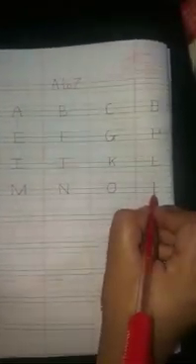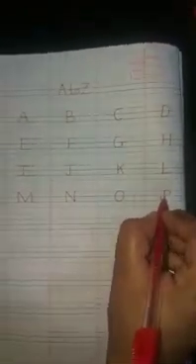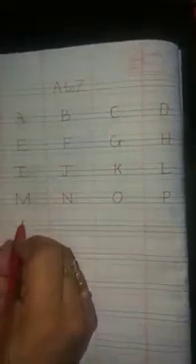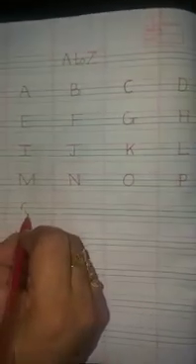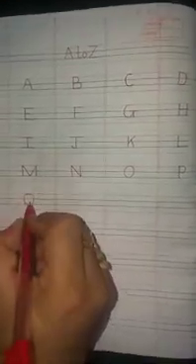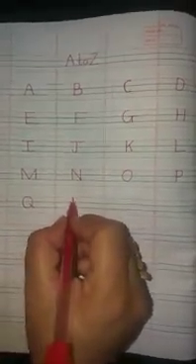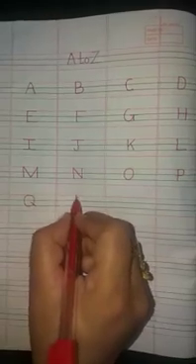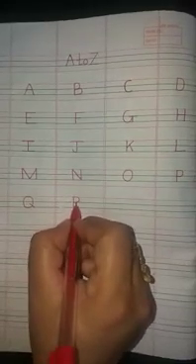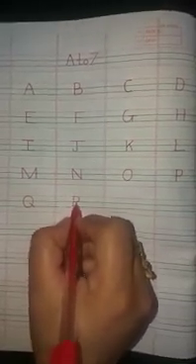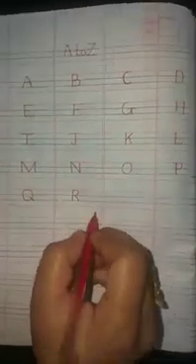Now standing line and half around to make the alphabet P. Now all the way round, big fatty round and slanting line to make the alphabet Q. Now it's time to R. Standing line, half around and slanting line from this side, not from this side, to make the alphabet R.